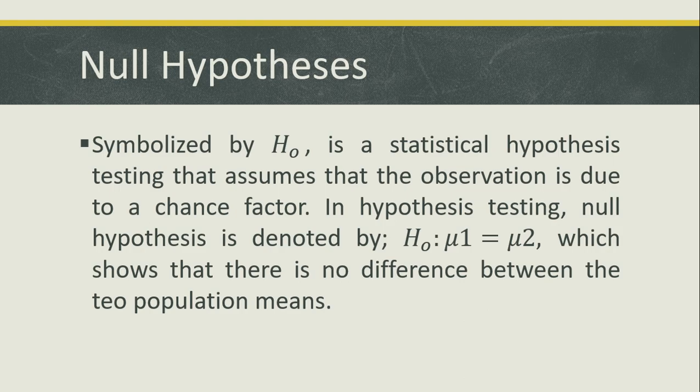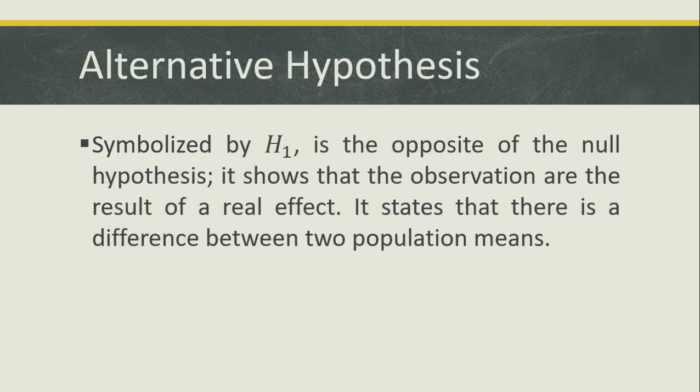What about the alternative? It is the opposite of the null hypothesis. There is a difference. In the null hypothesis, there is no difference because they are equal. For the alternative, there is a difference between the two population means. The symbol we will use is H sub 1. In other books, the symbol is H sub A, but for us, we will use H sub 1. H sub 0 is for the null hypothesis, and H sub 1 is for the alternative.